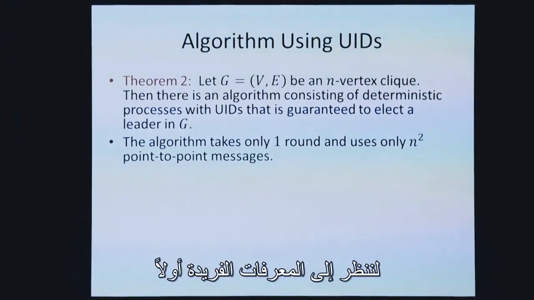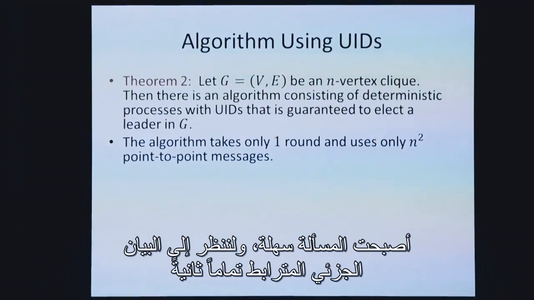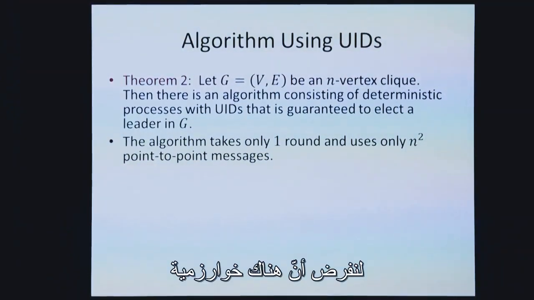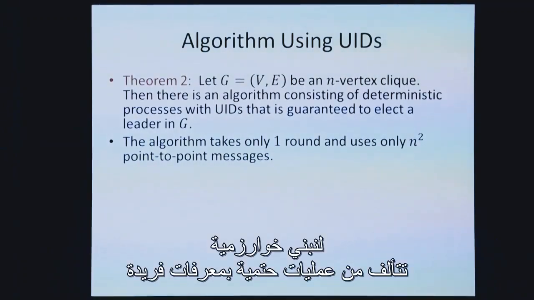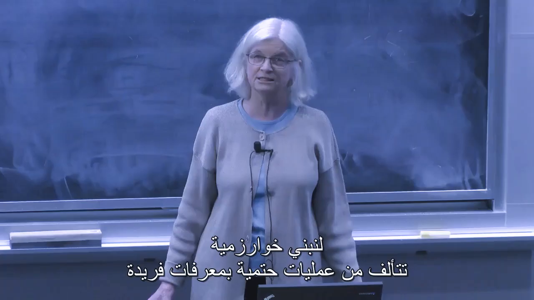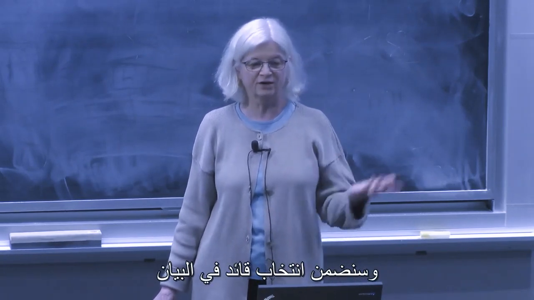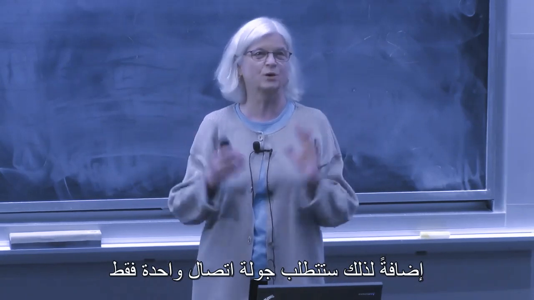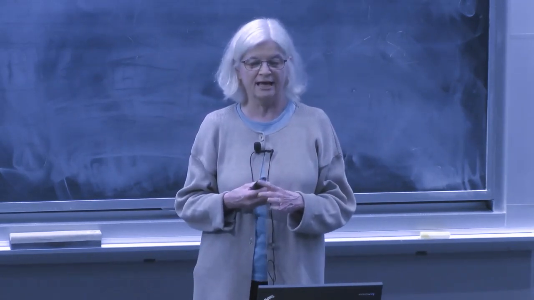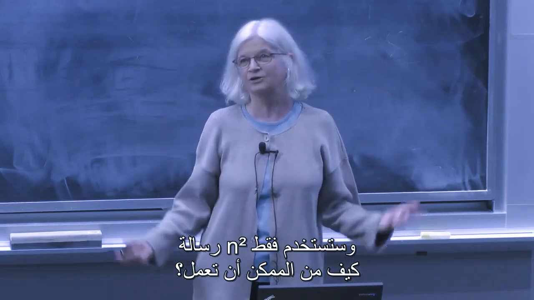Okay, so let's look at the unique identifiers first. Now the problem becomes easy. Let's look at the clique again. Let's construct an algorithm that consists of deterministic processes with unique identifiers. We're going to guarantee to elect a leader in the graph, and moreover, it's just going to take one round of communication, and it's only going to use n-squared messages. How could that work?